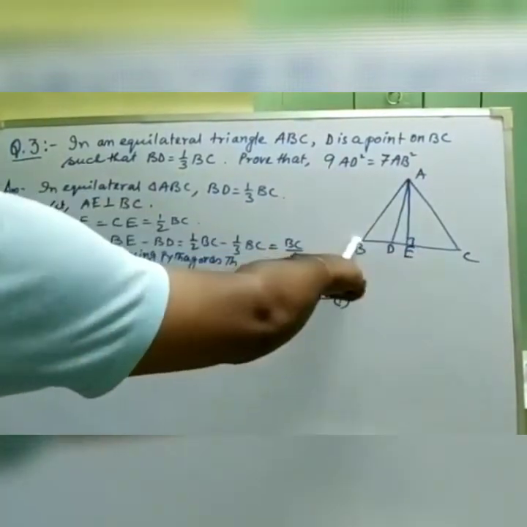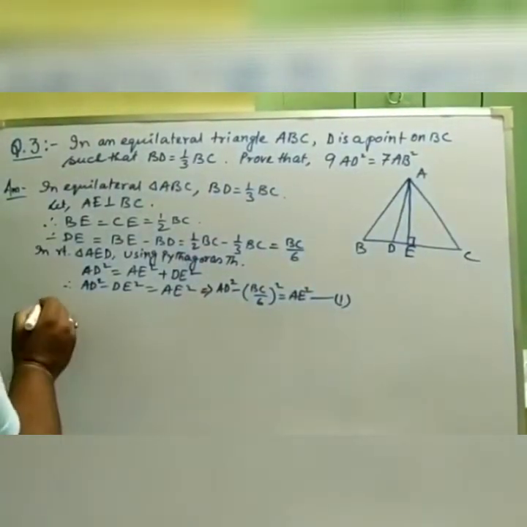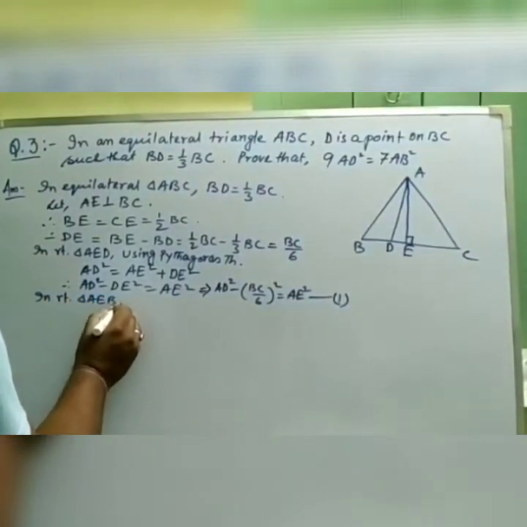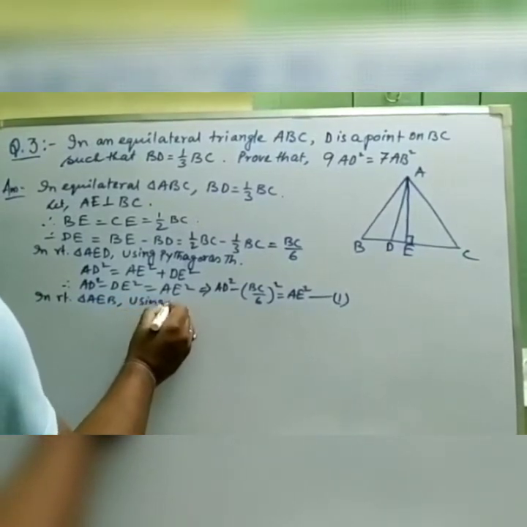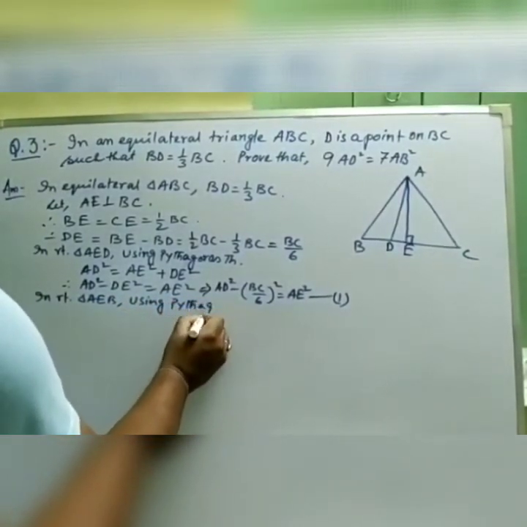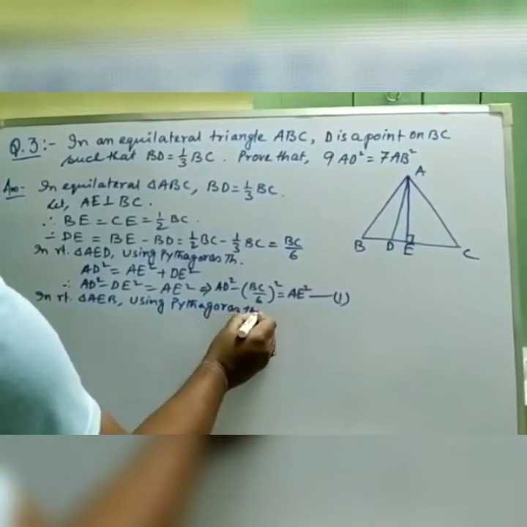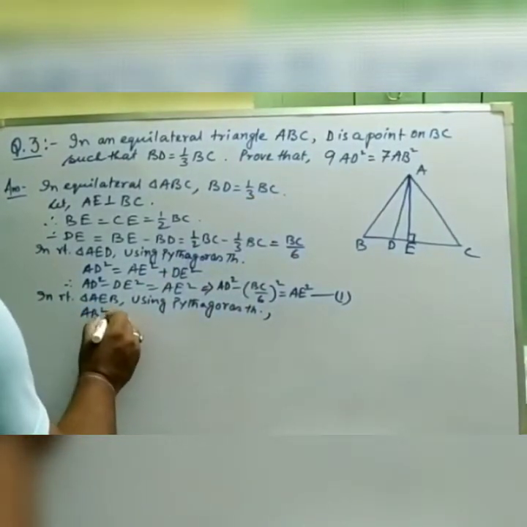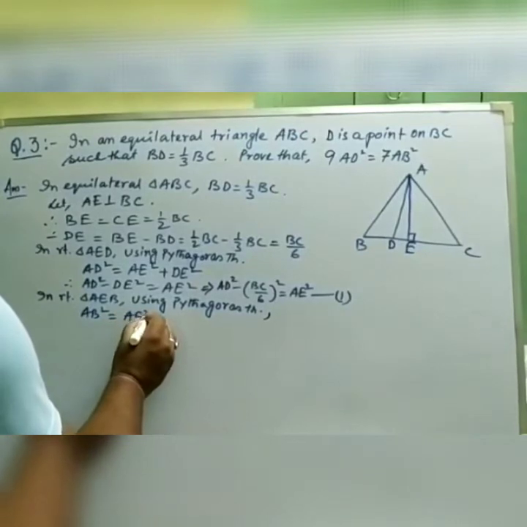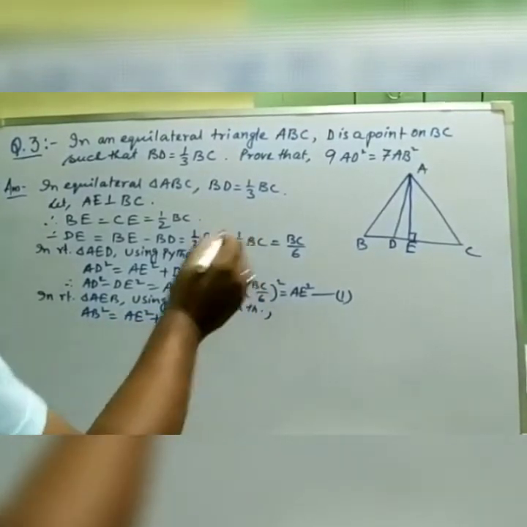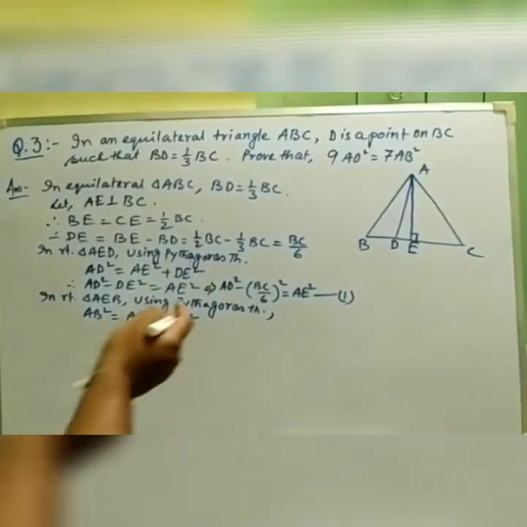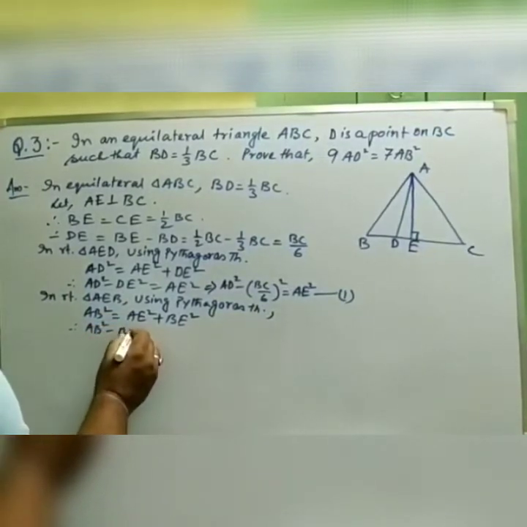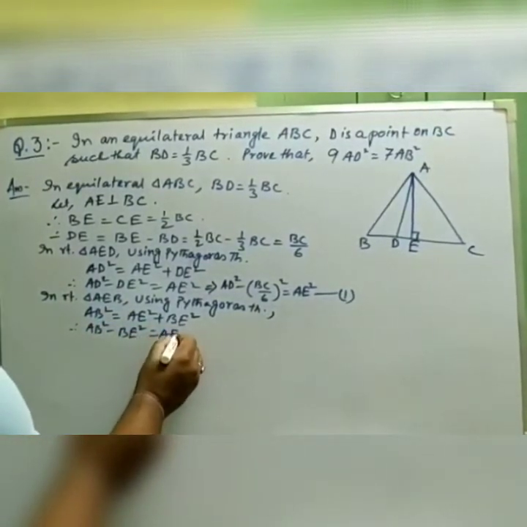Again we will take the right triangle AEB, and again we will use the Pythagoras theorem. Using Pythagoras theorem, the hypotenuse is AB, so AB square equals AE square plus BE square, perpendicular square plus base square. Okay, again we will take BE square to the left, so it will become AB square minus BE square equals AE square.